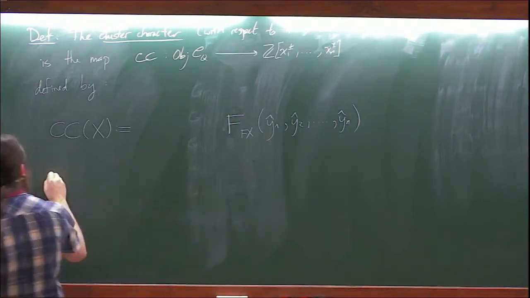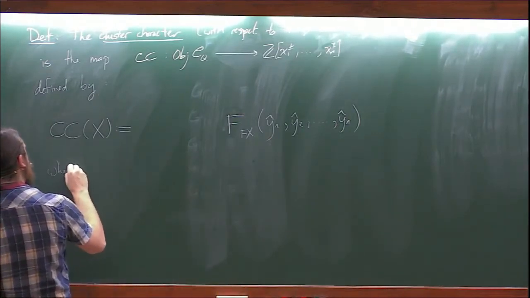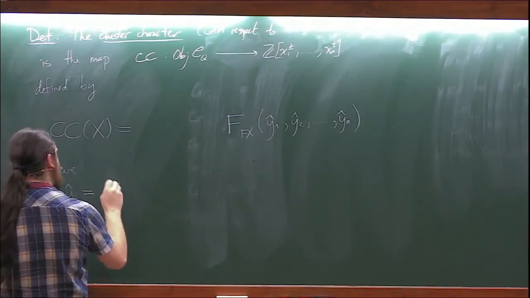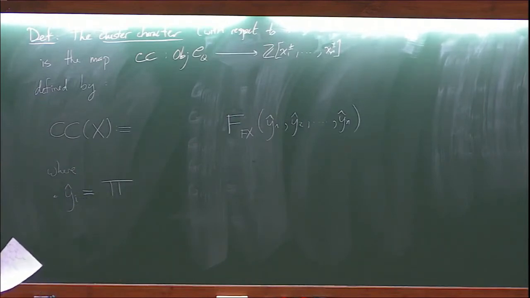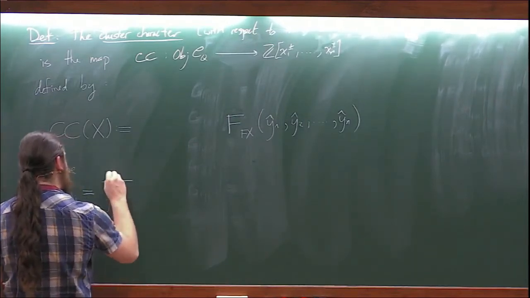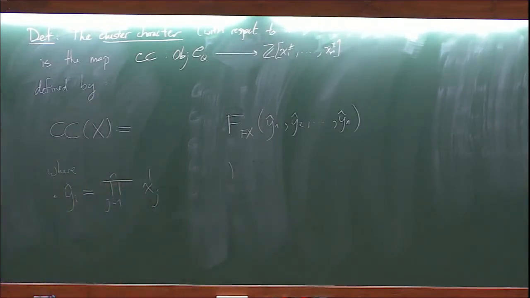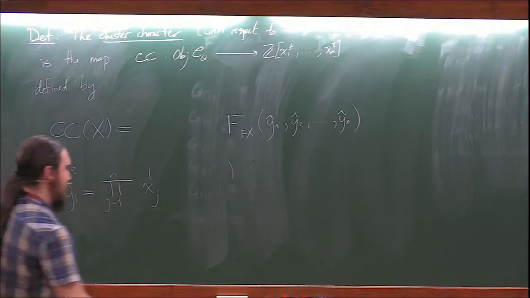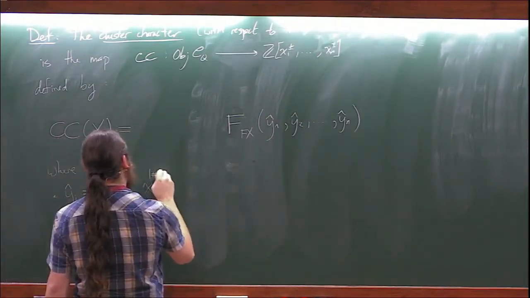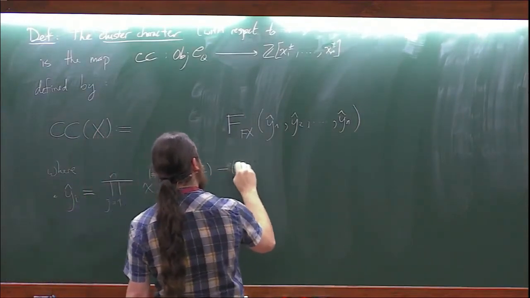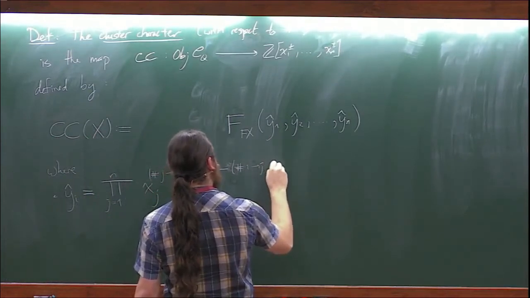And I can give you what yi hat is right away. It's a Laurent monomial. So for j going from 1 to n, you take xj to a certain power, and this certain power is the number of arrows from j to i in Q_T minus the number of arrows from i to j in Q_T.